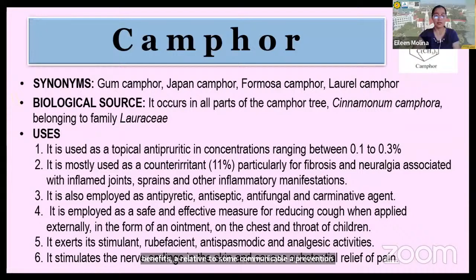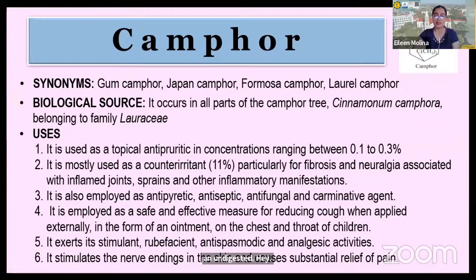But looking into the different uses, we can see that camphor is really beneficial, especially when it is employed as a safe and effective measure of reducing cough. When applied externally in the form of an ointment on the chest and the throat of children, it exerts its stimulant, rubefacient, antispasmodic and analgesic activities as well. It stimulates the nerve endings in the skin and causes substantial relief of pain. So that's why it's used as an analgesic.